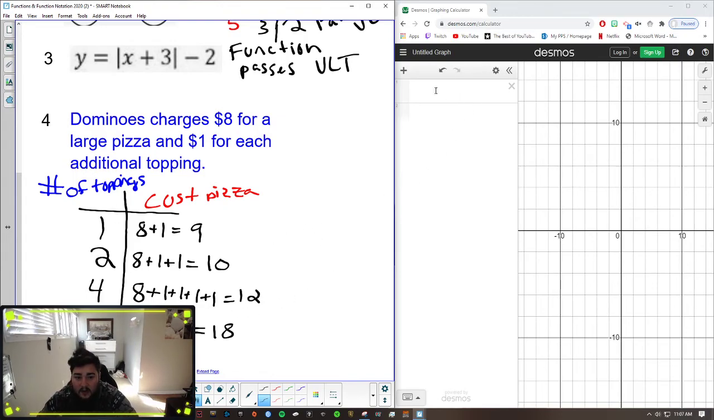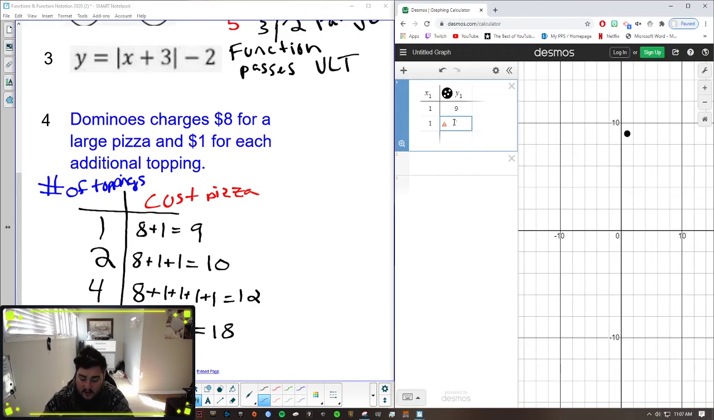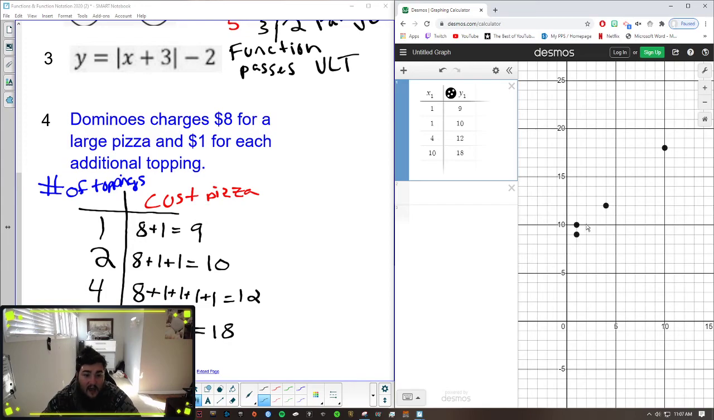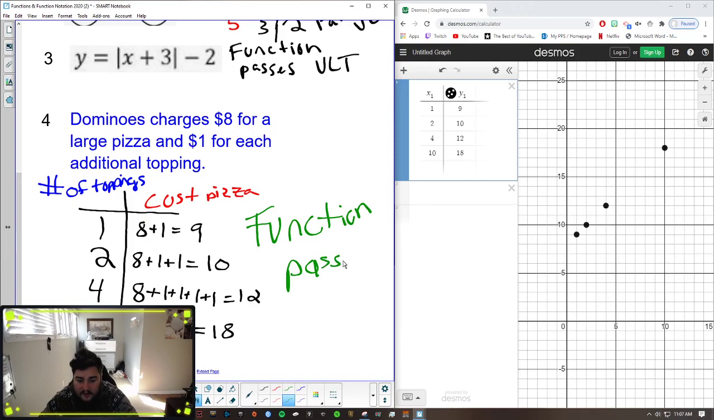Once I have my table, I'm going to go to Desmos, click Add Table, and I'm going to type in my table: 1, 9; 2, 10; 4, 12; and 10, 18. I'm going to click my zoom fit, and this should be a 2. I'm going to check, and it looks like I would never hit 2 points at the same time, so this is a function because it passes the VLT.